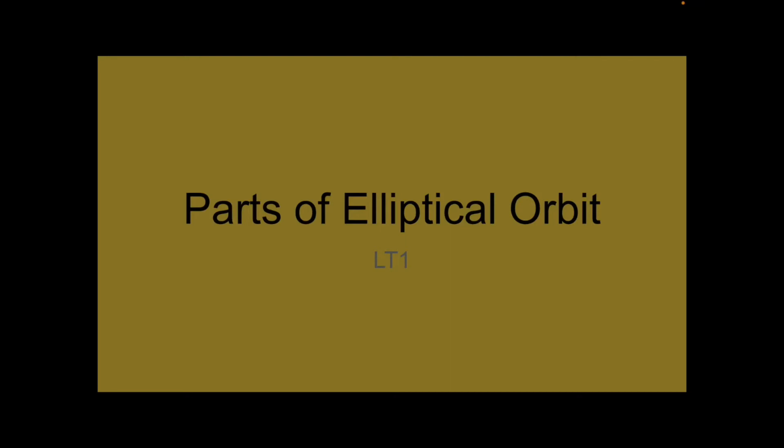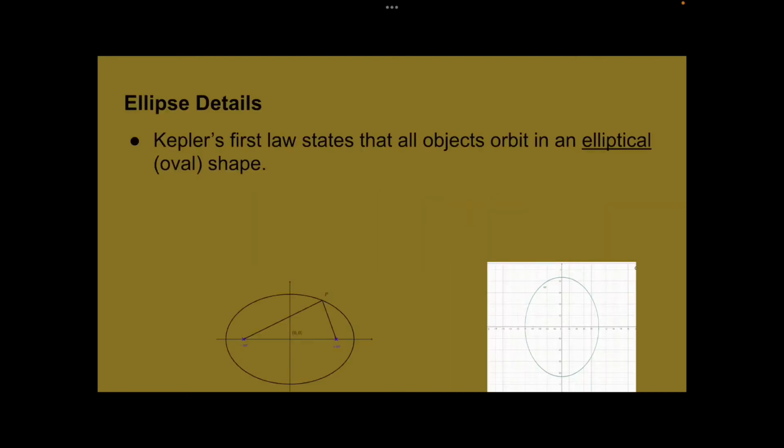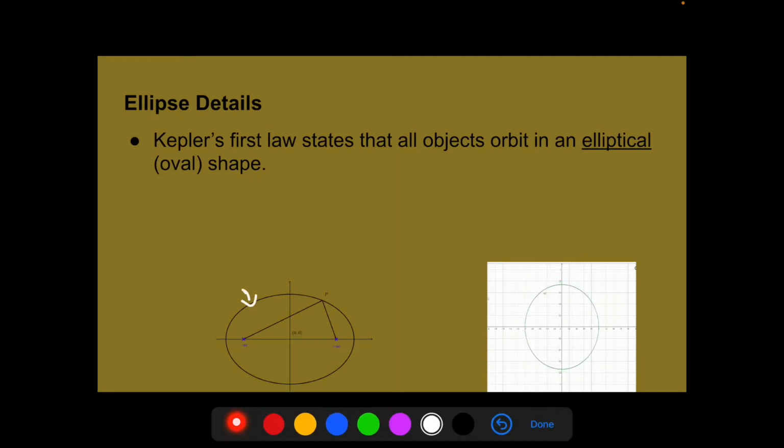Looking at learning target 1, parts of an elliptical orbit. Here's your first blank. Remember, this goes in the blanks on your notes, so follow along. Kepler's first law states that all objects orbit in an elliptical shape. For example, down here, we can see that this is an elliptical shape, not a perfect circle. On the right-hand side, I like this one even more because it shows the difference between a perfect circle and an ellipse, and how it's just a little bit different. It looks similar, but an ellipse is that oval shape.